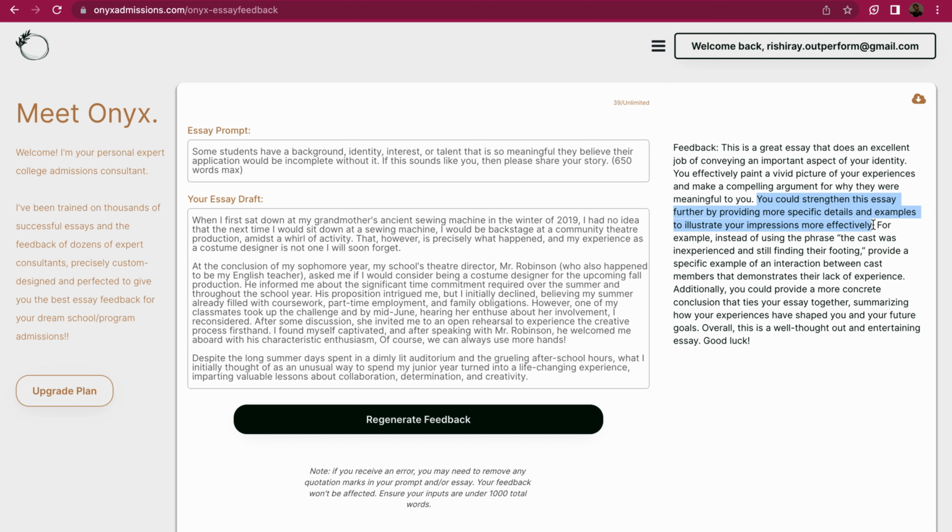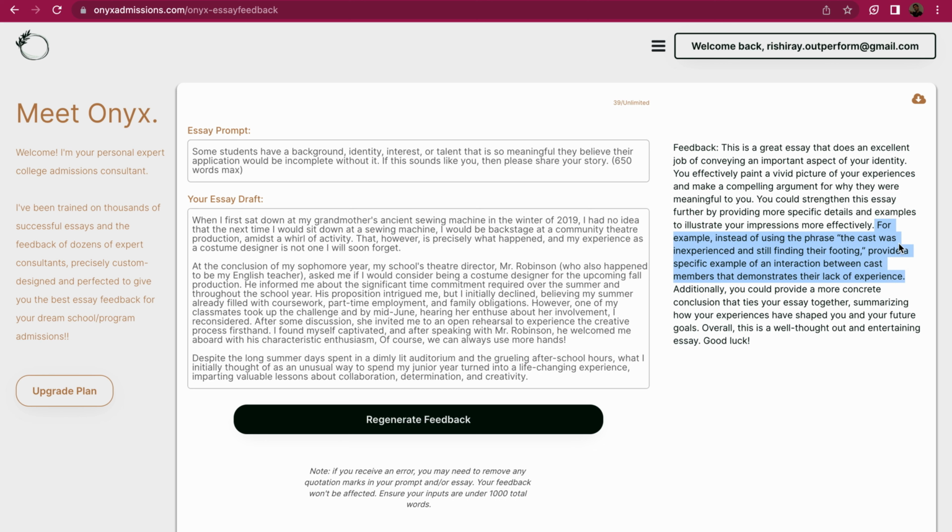All right, so here you can see what Onyx gives us as the most important things to change to make this essay better. First thing is more specific details and examples to illustrate your impressions more effectively, which aligns exactly with one of the most critical points that we talked about reviewing this essay from a consultant perspective, which is let's be specific, give those strong anecdotes.